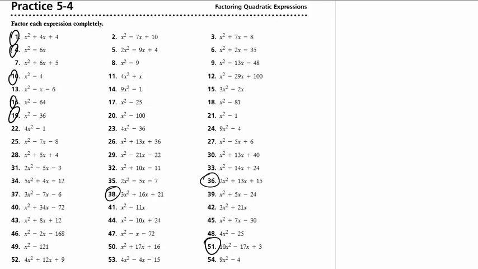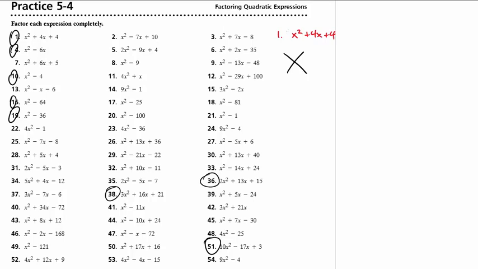Now, all of the circled problems here, I'll try to at least talk about a little bit. So that first one, number 1, x squared plus 4x plus 4. I'll write the answer over on this side though. Again, check for a common factor everywhere. Any number or letter that goes into all 3 parts? There is none.